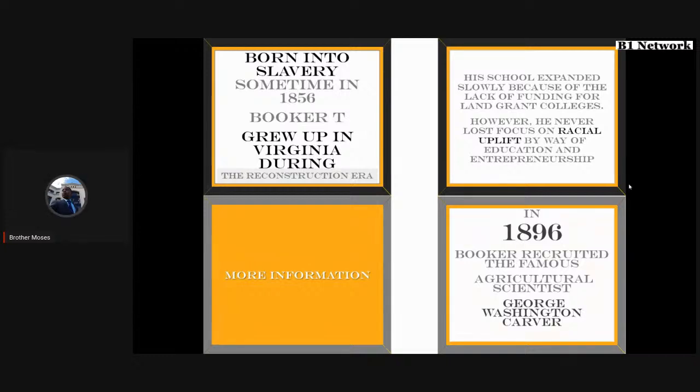And so as you see it there, born into slavery sometime in 1856, Booker T. grew up in Virginia during the Reconstruction era. And then more information is underneath that one as well, because as you're flipping, you can see that there's even more information that they can find. So I can get 2 or 3 stacks like this with more information underneath that people can flip through if they really want to continue reading the story.